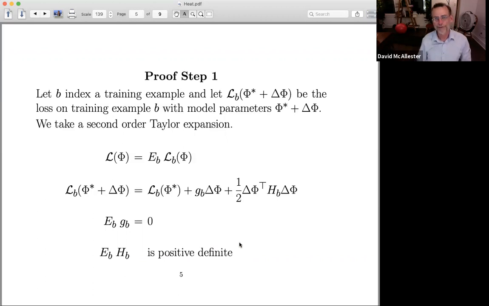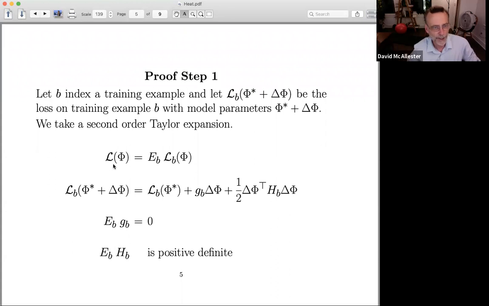This might be a little painful, but at least you'll get a sense of it. It's not going to be that painful, I think. So we're letting little b index particular training points. And I'm going to be interested in little b at a parameter vector which is the optimum plus some delta. I'm going to take a second order Taylor expansion for this loss at b around this point, thinking of this delta as the deviation in the Taylor expansion.